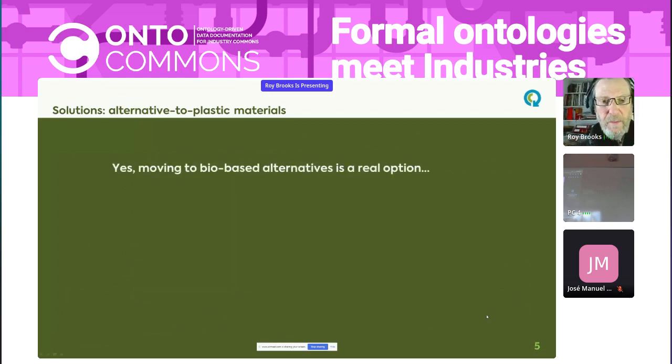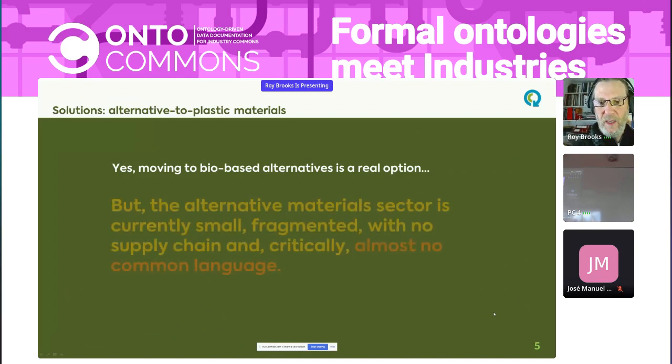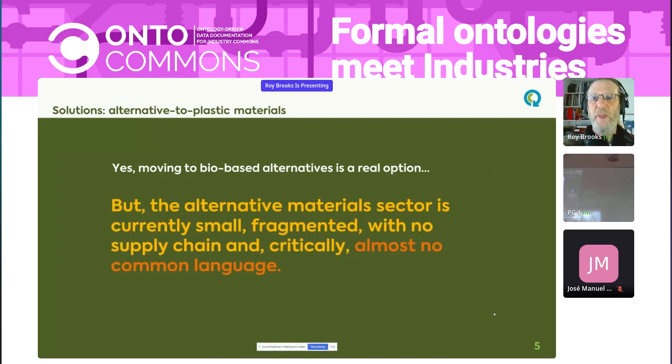Okay, so yes, moving to bio-based alternatives is a real option. But there's one fundamental problem, and this is really what has brought Circular into being. It's a bit like the computer industry in the 1980s. It is comprised of a few large initiatives, principally in the chemicals industry, but for materials in general, it is fragmented. It's small. There's no supply chain.